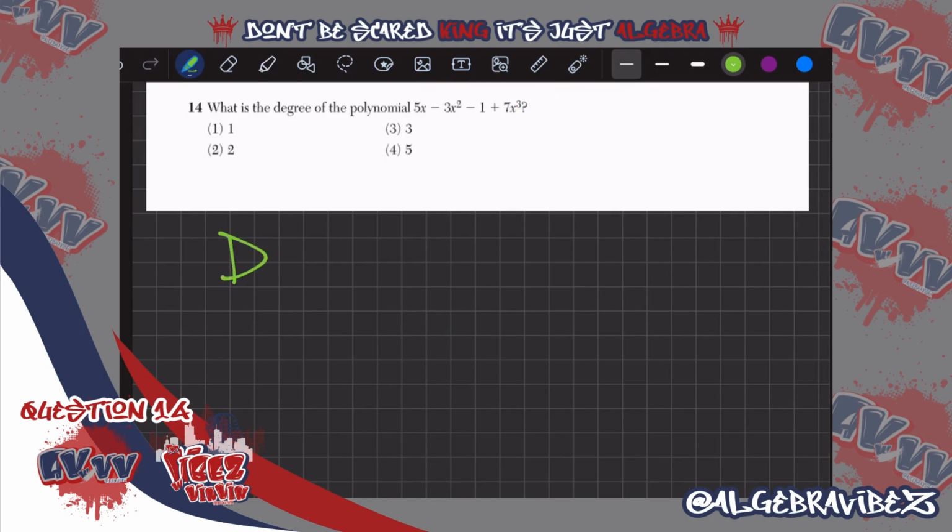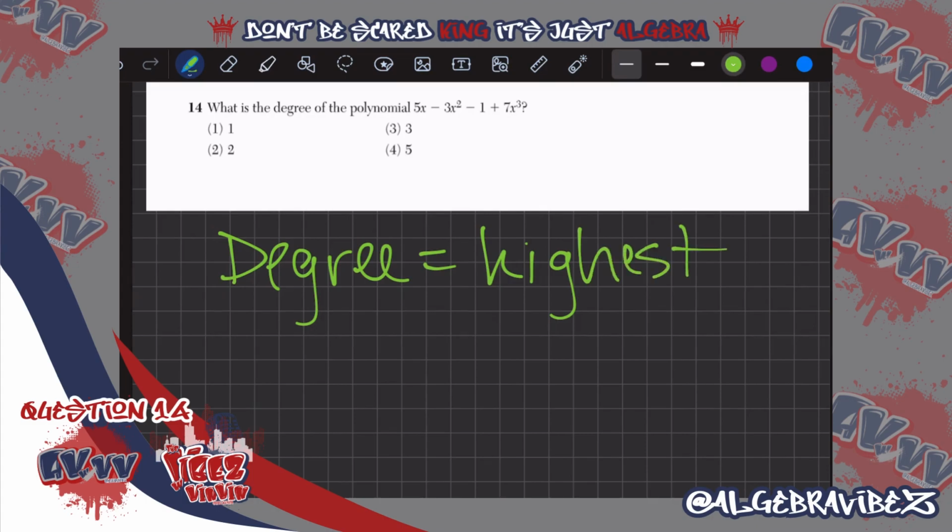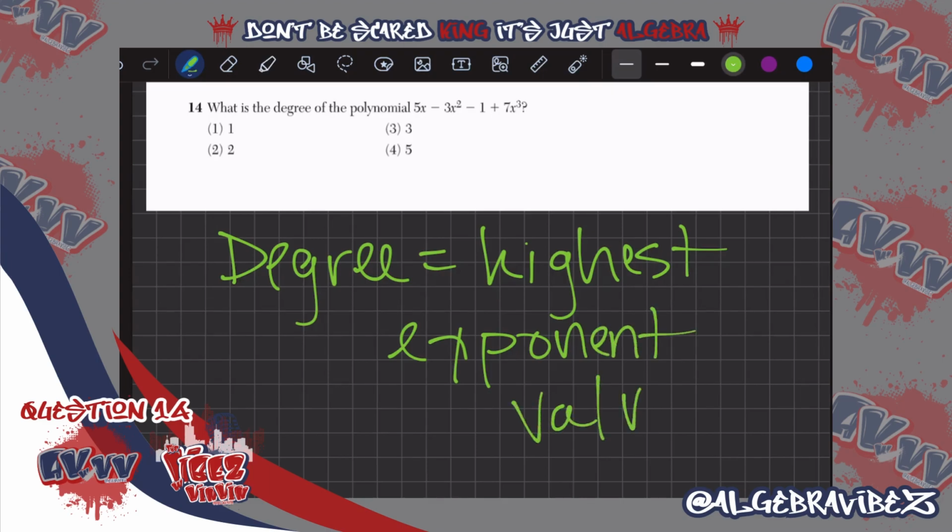Really, what you're looking for when you talk about degree is the highest exponent value, and that's the easiest way to explain it. It's the highest exponent value. In this case, our highest exponent value is attached to this 7 and is represented by this cubed, or 3. So our answer is going to be choice 3, and that's it.